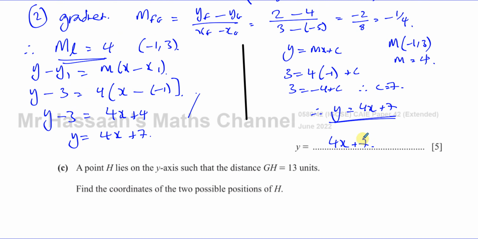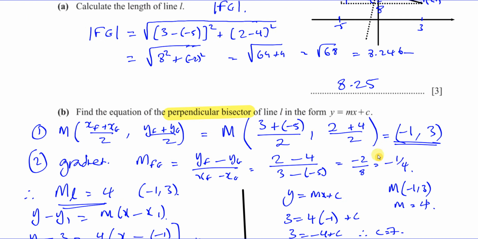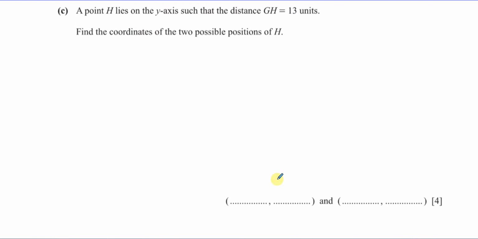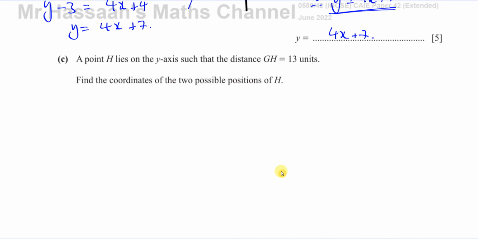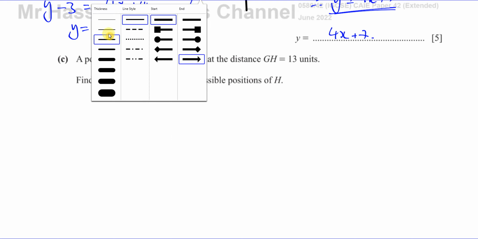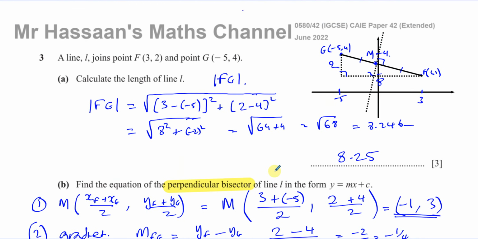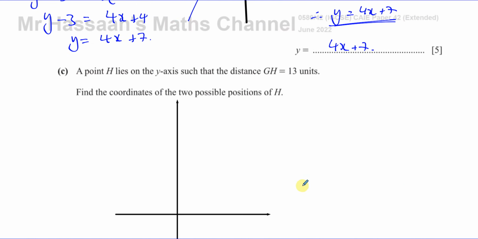So now, G is what? G is this point over here. And H is a point on the y-axis. So let me just make a little diagram to make this a bit clearer so we can understand what's happening. We know G is a point somewhere over here, which has coordinates minus 5, 4.